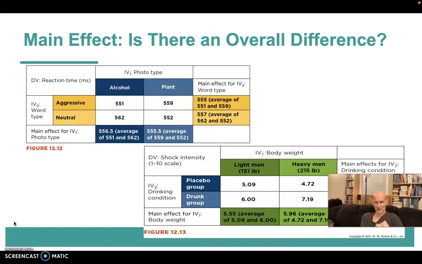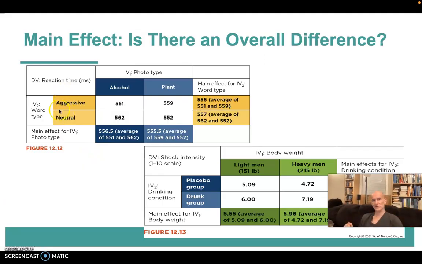When I talk about the overall effect, we call that the main effect of that variable. So remember the priming experiment where participants had to respond with a button press to a word that was every time preceded by a photo. The photo could be of an alcohol-related thing, or it could be a photo of a plant, and then they were shown a word, right? One at a time. That could be either aggressive or neutral.